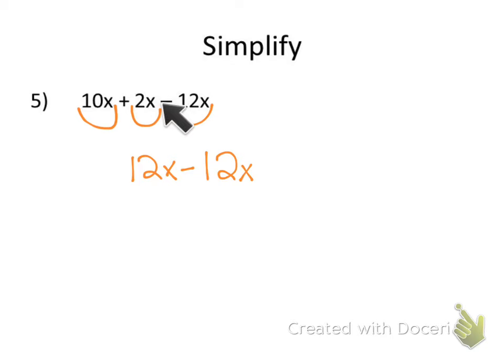Now notice the sign in front of the term sticks with the term. So this was a minus 12x. When I rewrote it, I kept the minus with the 12x. Now I have 12 minus 12. What is 12 minus 12? 0. So I have 0x. If you stopped here and wrote 0x, that would be fine. But what is 0 times any number? 0. So the more correct answer is just 0. Because no matter what you put in for x, if you multiply it by a 0, you're going to get a 0. Any questions on this one?